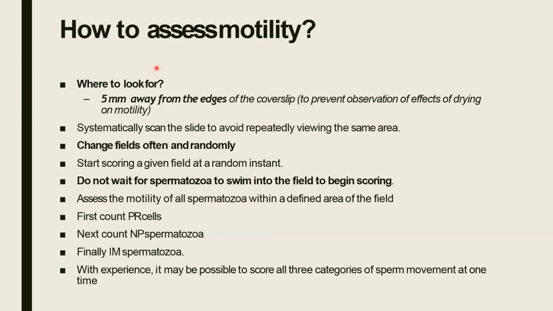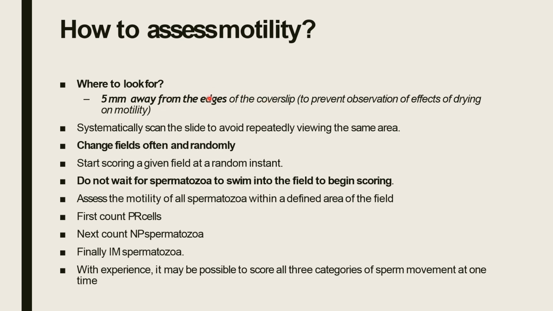So how do we assess motility? We have to prepare the slide and keep the cover slip on that, and then we have to observe it under a phase contrast microscope. We have to look 5 millimeters away from the edge of the cover slip, because the edges would prevent motility because of the drying effect.